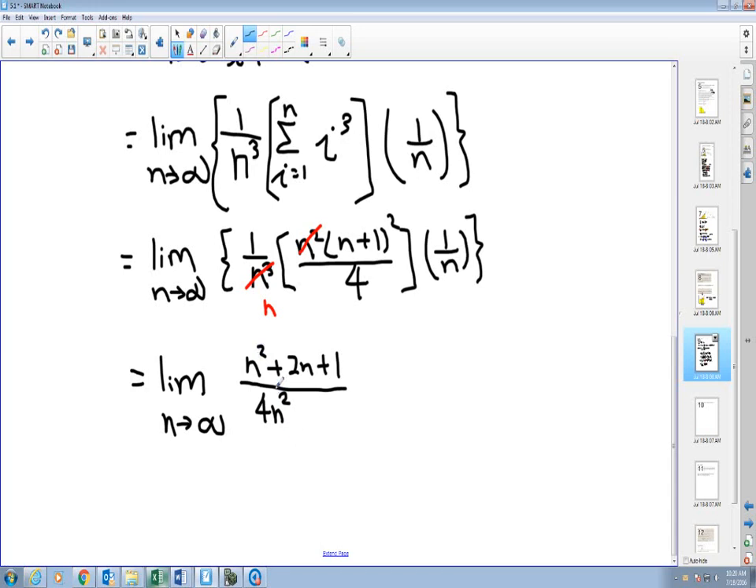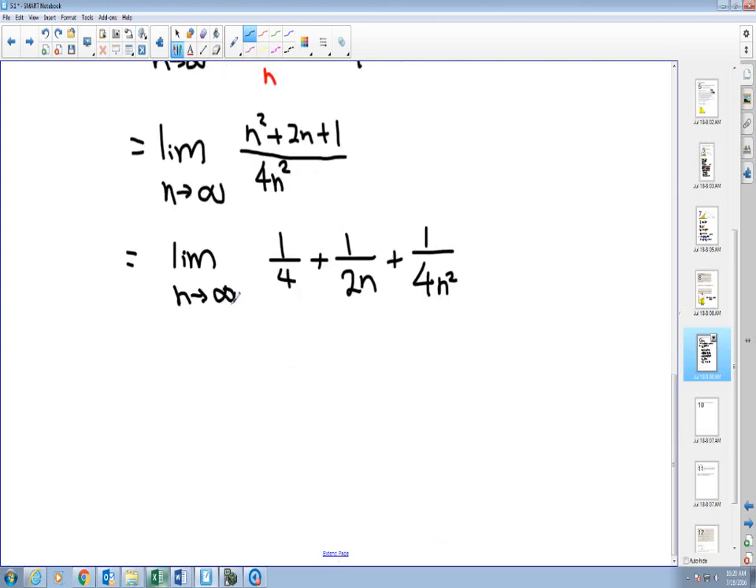So if I simplify these, if I split up into three separate terms, it's going to be limits as n goes to infinity: n squared over 4n squared is 1 fourth, 2n over 4n squared is 1 over 2n, and 1 over 4n squared. As the limit goes to infinity, this n gets super large, and 1 divided by super large will approach 0. So that just leaves me with my limit equal to 1/4.